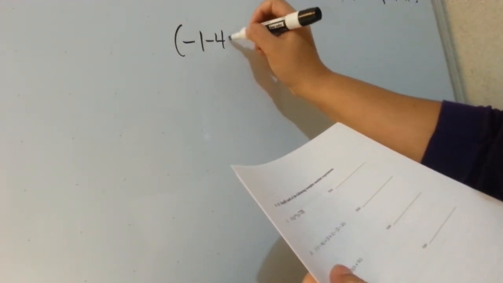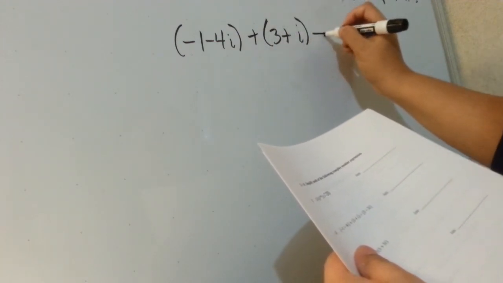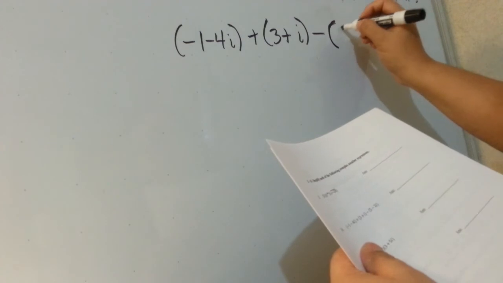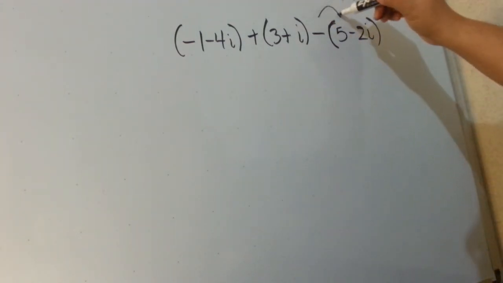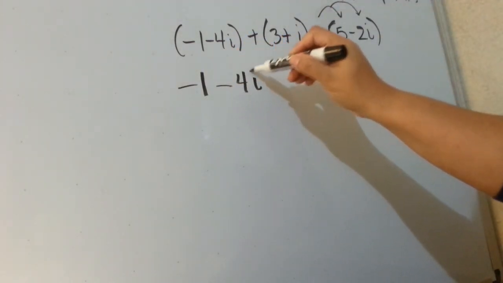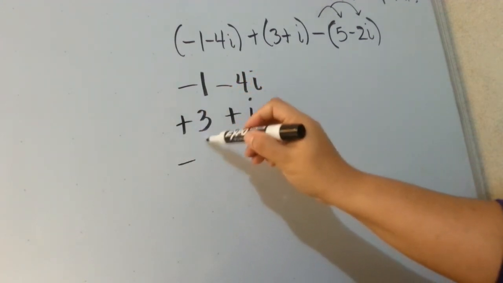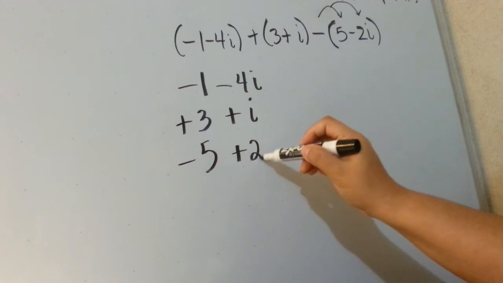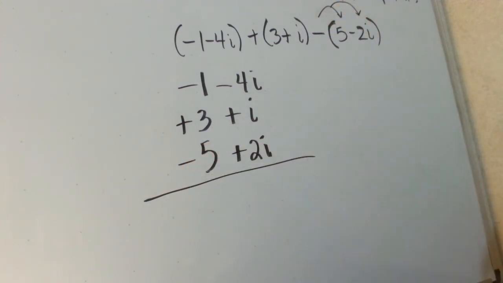Alright, in the next problem, the main thing here is you've got to distribute this negative sign. So we have minus 1 minus 4i plus 3 plus i minus 5 plus 2i, right? And you distribute the negative sign, that changes.